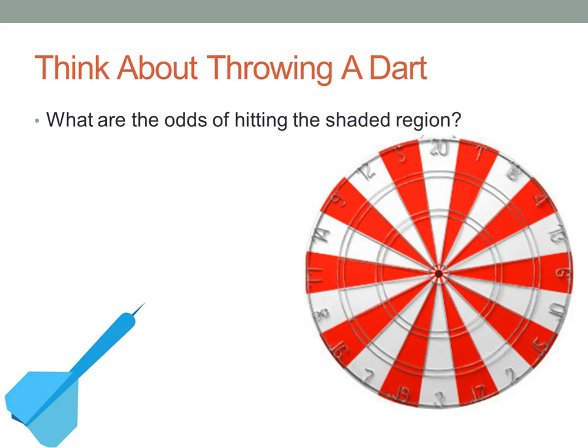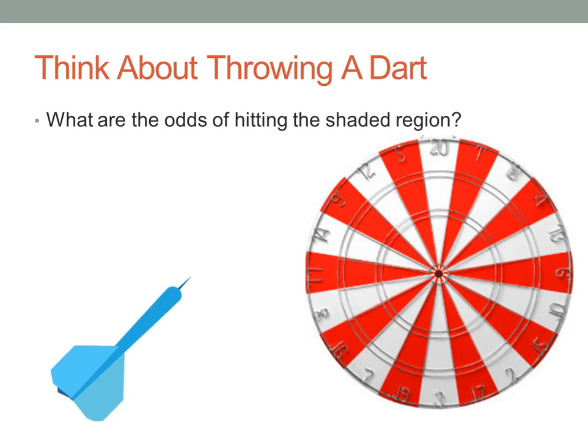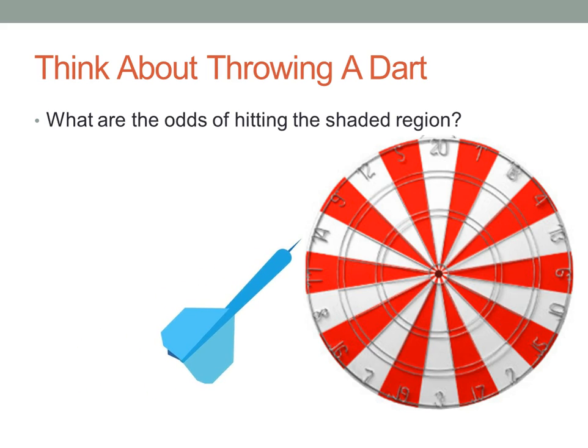So when we think about using an area model to find probability, really what we're doing is thinking about if we threw a dart at a dartboard, what's the probability of hitting a certain area? In this case, let's say the certain area was red. Red makes up, it looks like, half of the dartboard. So the probability of hitting red would be 50%. But it won't always look like a dartboard.